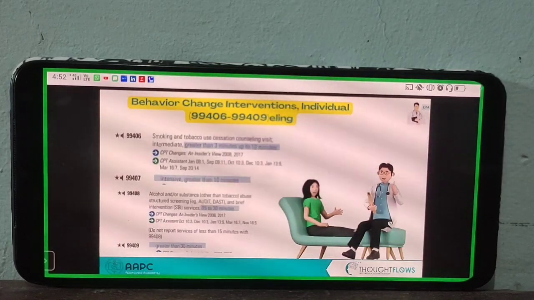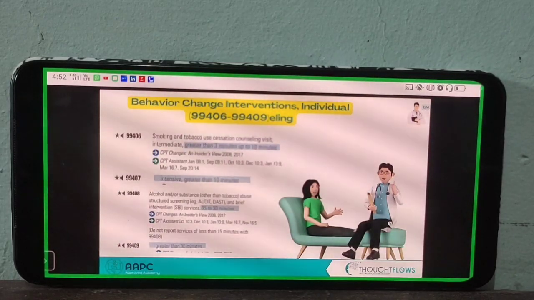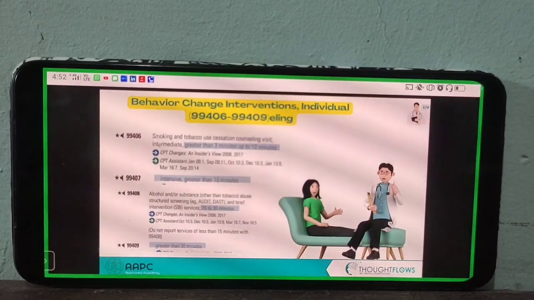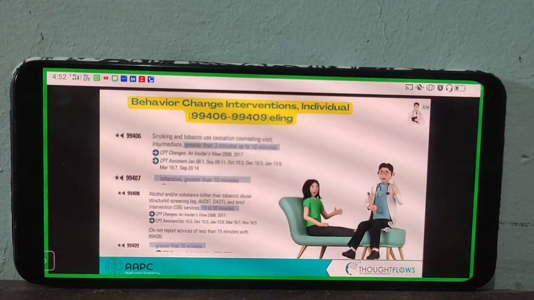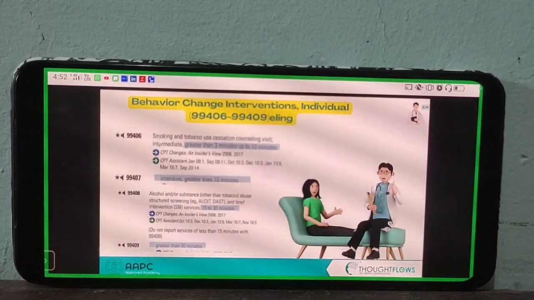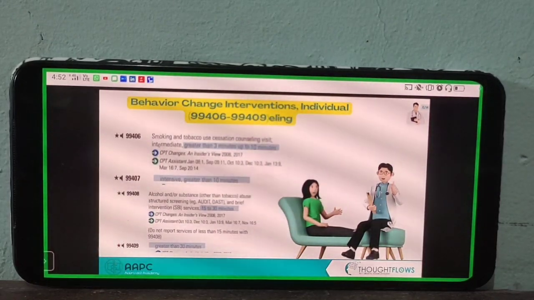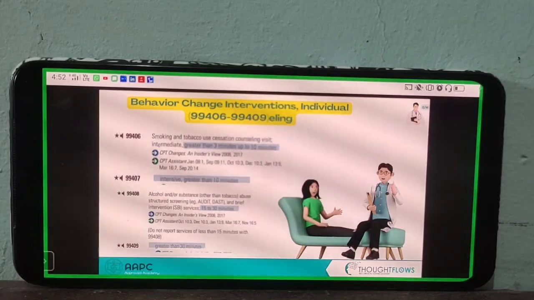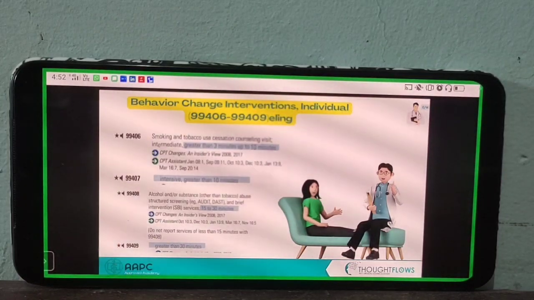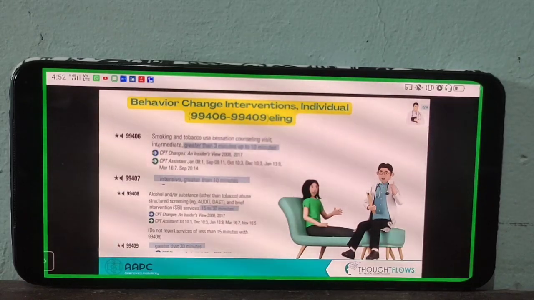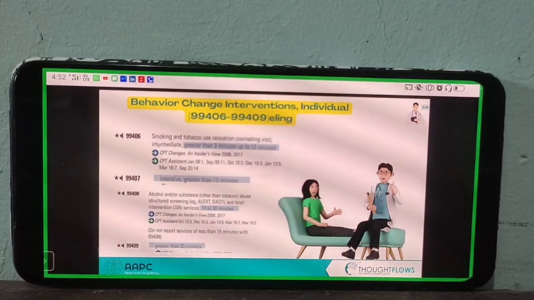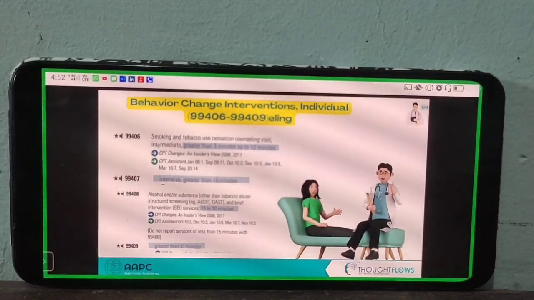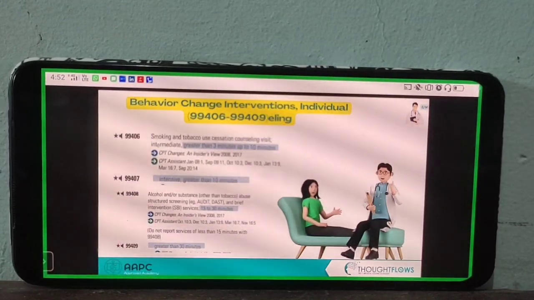Telemedicine means, suppose a doctor communicates with the patient and gives the counseling through a phone call, it is acceptable to report this code. Not only for telemedicine, but also if a doctor gives face-to-face counseling, we can apply the code. If counseling is given by the provider in person, or through phone call or video call, it is acceptable to report both of them. Okay?